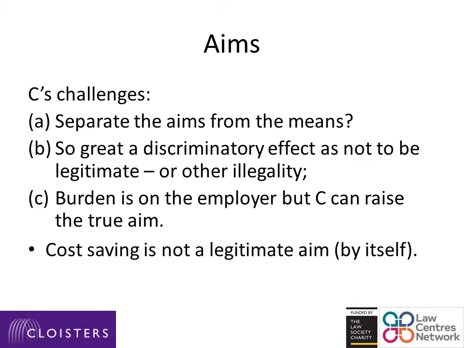The other area that the claimant can challenge is whether the aim has so great a discriminatory effect that it's not legitimate, or if there's some other illegality involved in it. Now, although the burden is on the employer, the claimant can raise the true aim, and you may want to do that if what you want to say is that in relation to the real aim, the means adopted were not proportionate.